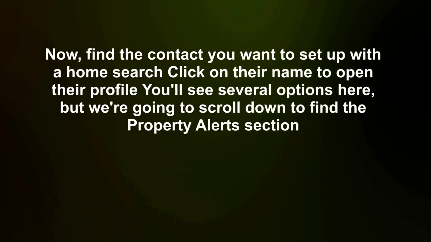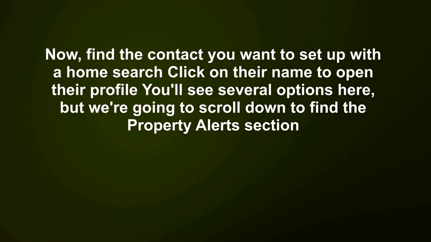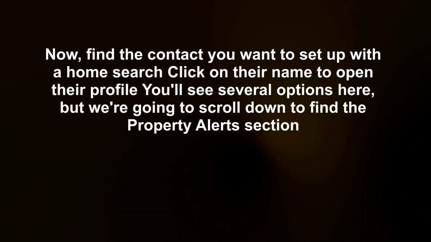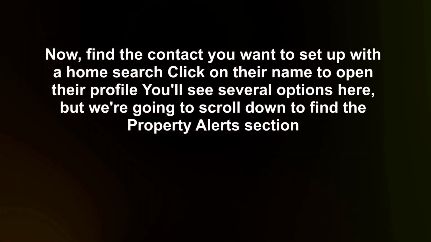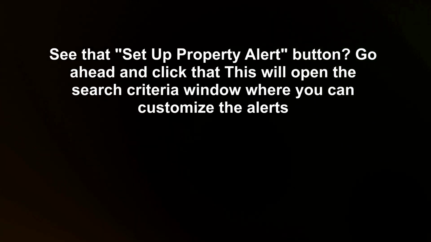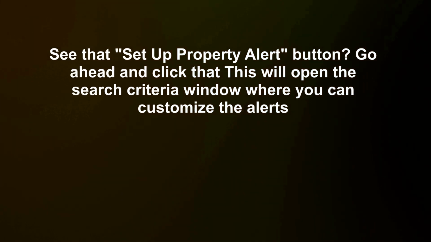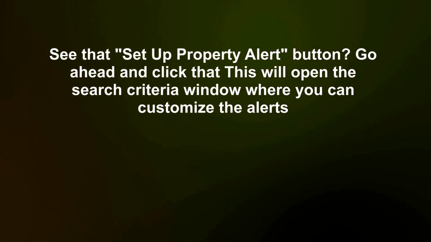Now, find the contact you want to set up with a home search. Click on their name to open their profile. You'll see several options here, but we're going to scroll down to find the Property Alerts section. See that Set Up Property Alert button? Go ahead and click that. This will open the search criteria window where you can customize the alerts.